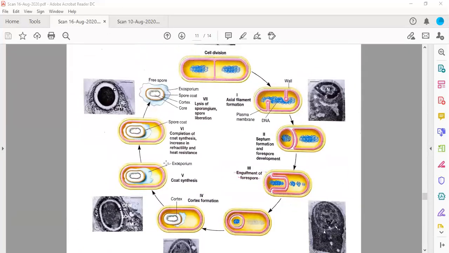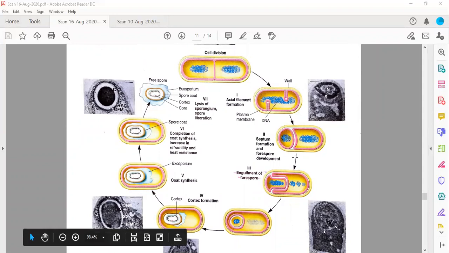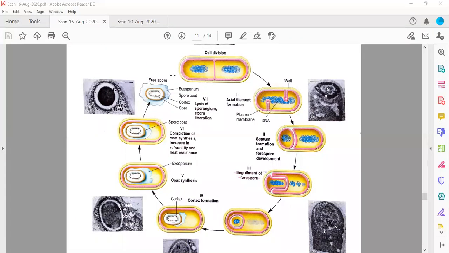For proper understanding of the formation of endospore, you can refer to this particular diagram. It is given in steps here: cortex formation, the coat synthesis, and then completion of the coat synthesis, heat resistance formation, lysis of sporangium, and the liberation of free spores, so that they can germinate in favorable conditions.